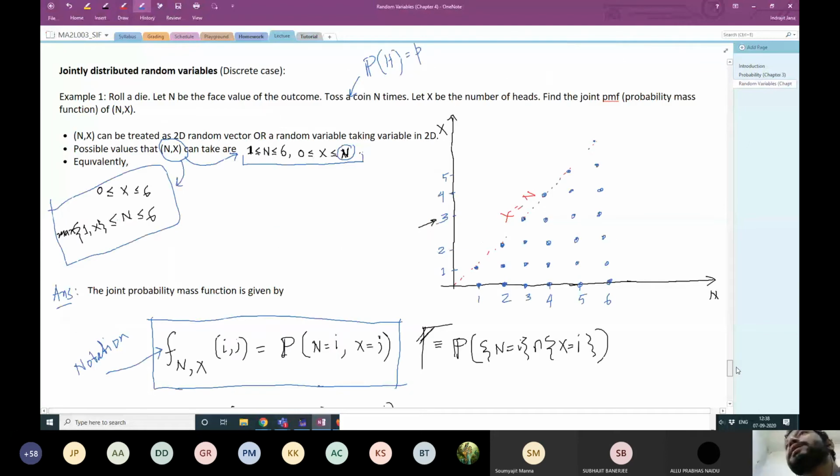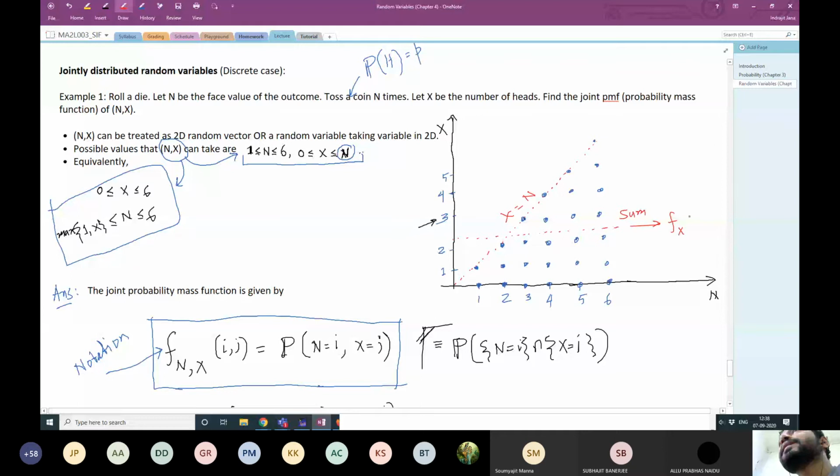So in this picture again, if I sum across this horizontal line, I would get the marginal of f_X(j).